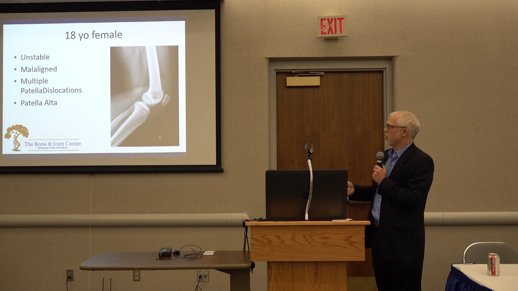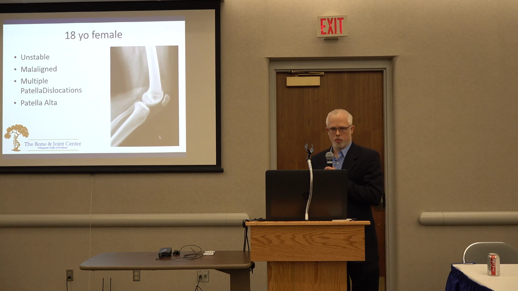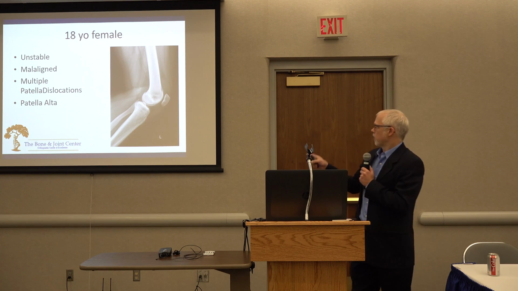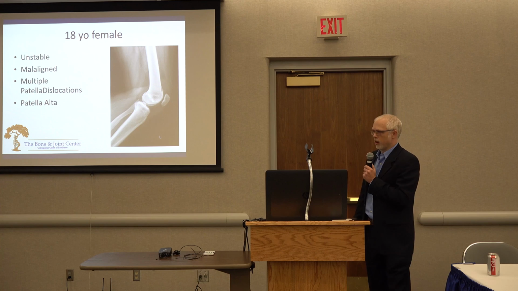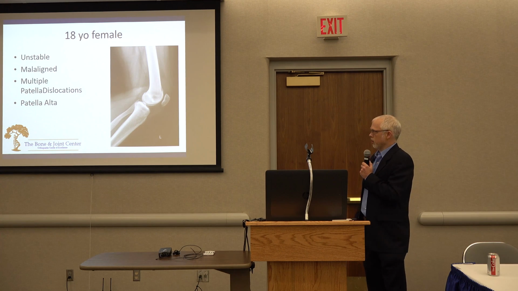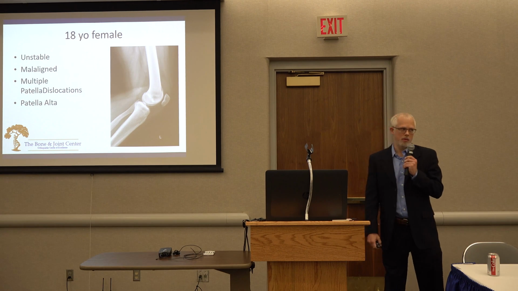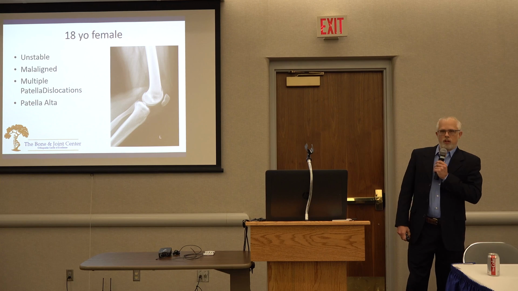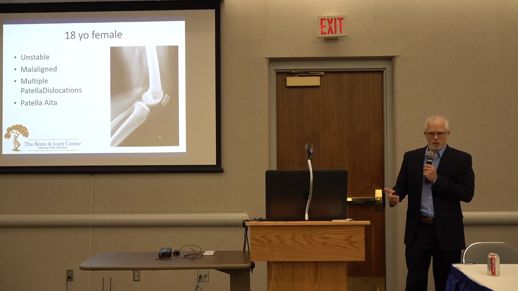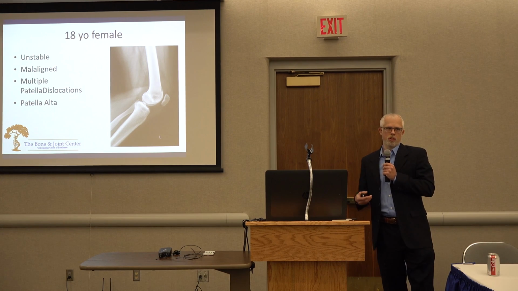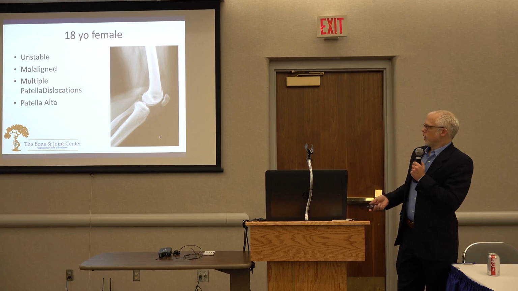So, an 18-year-old female who has had multiple lateral patella dislocations. In that image, you can see that she has moderate trochlear dysplasia. She has patella alta, kind of the classic findings. She's hypermobile, and she has failed non-operative measures. She's tried bracing, extensive formal physiotherapy, rest, and time.